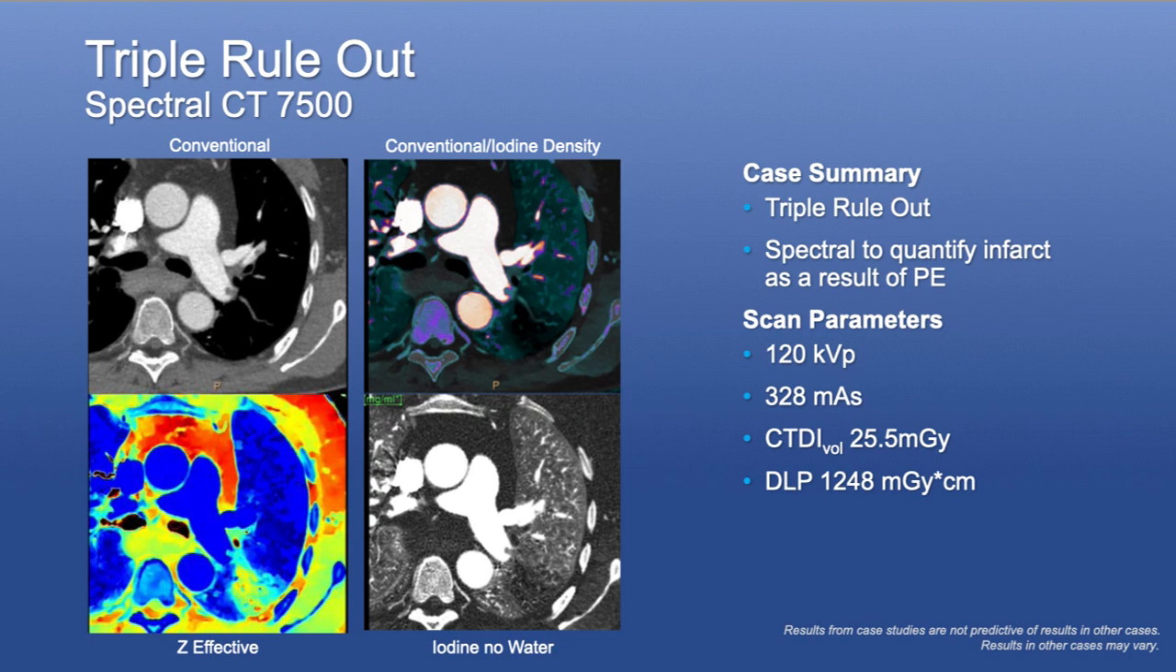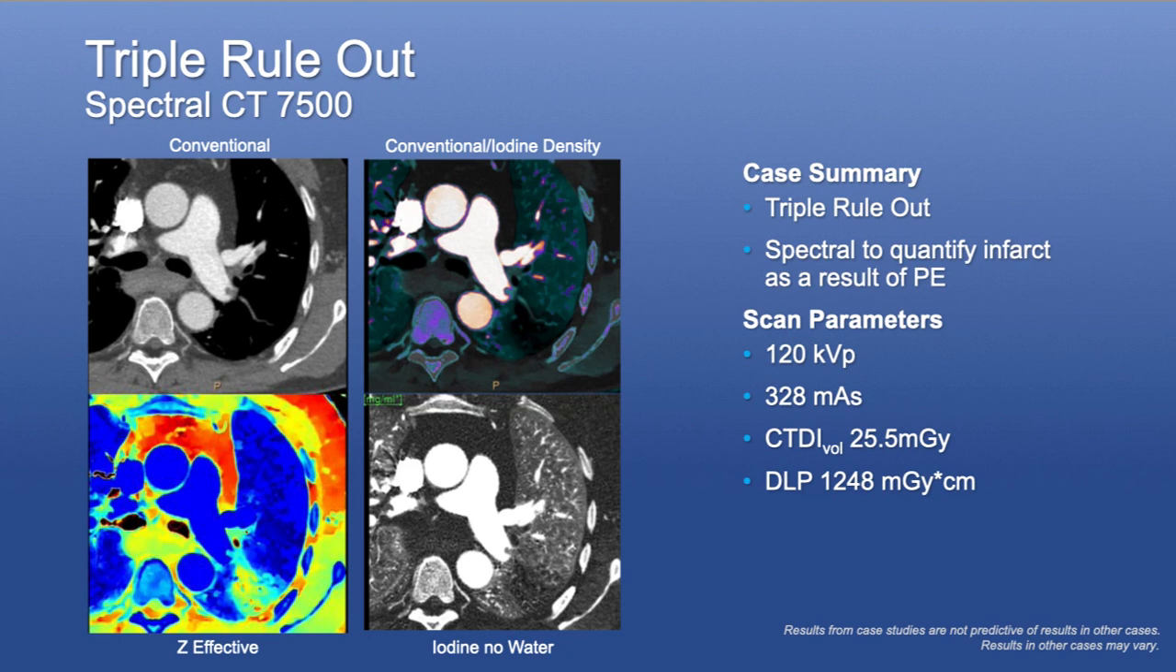Another thing that is important from the dual energy, in particular in the triple rule out, is that we will be able to diagnose PEs and enhance the pulmonary arteries, even if the triggering was not perfect for the pulmonary arteries.